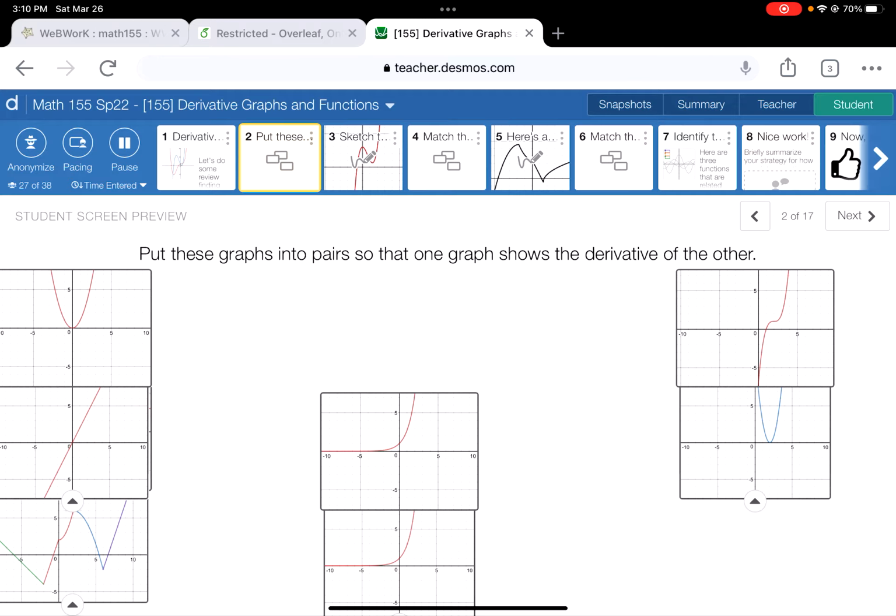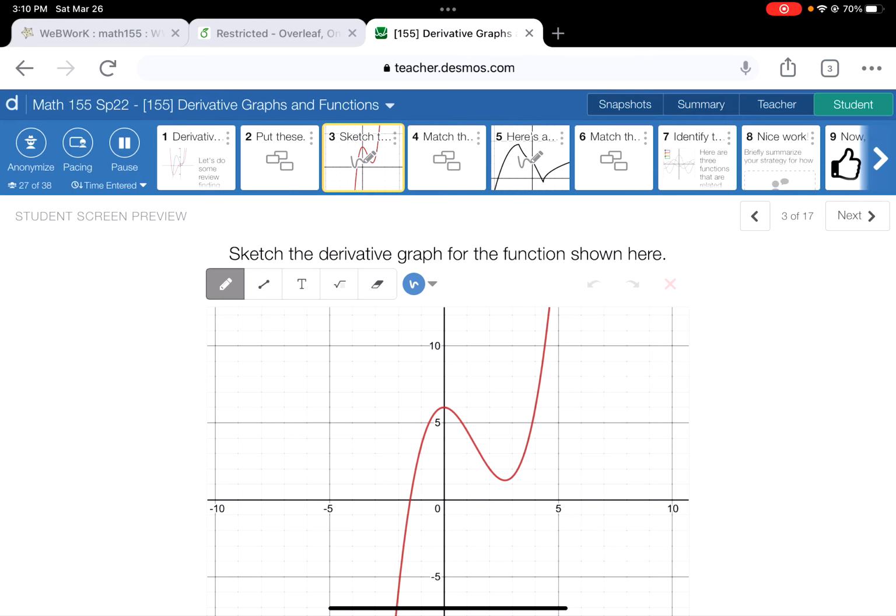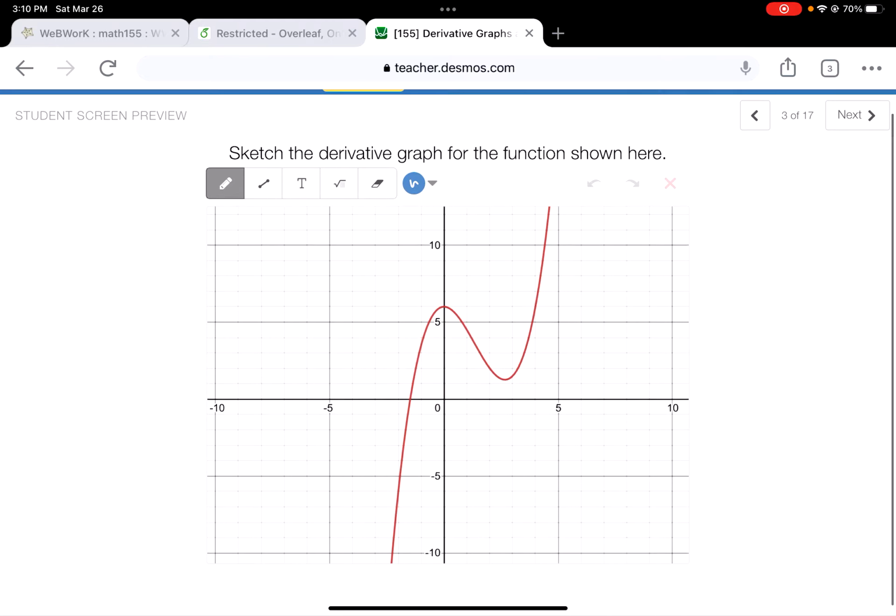And so sure enough, these two are paired together. Okay. All right, sketch the derivative of the function shown below.